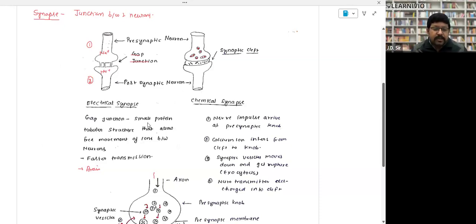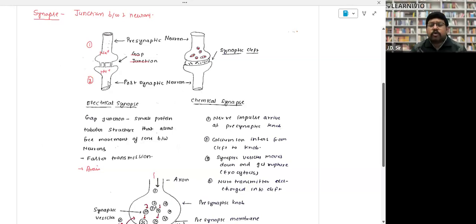Gap junctions are small protein tubular structures that allow free movement of ions between neurons. They are meant for faster transmission. They are basically found in our brain, in those parts where masses need to be transferred very fast, right? So there is no problem between two neurons. There are protein parts through which sodium ions can be transferred easily.